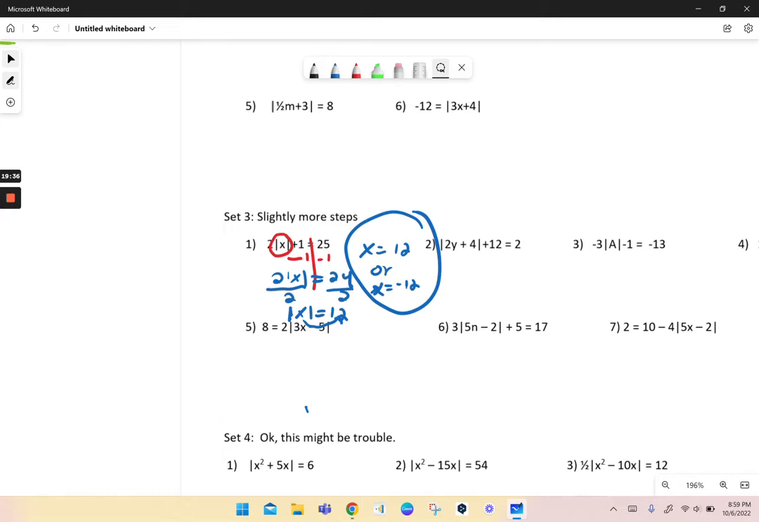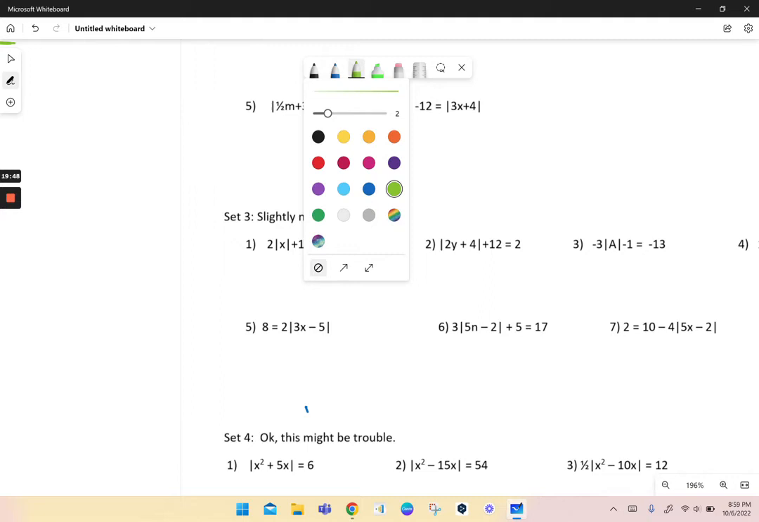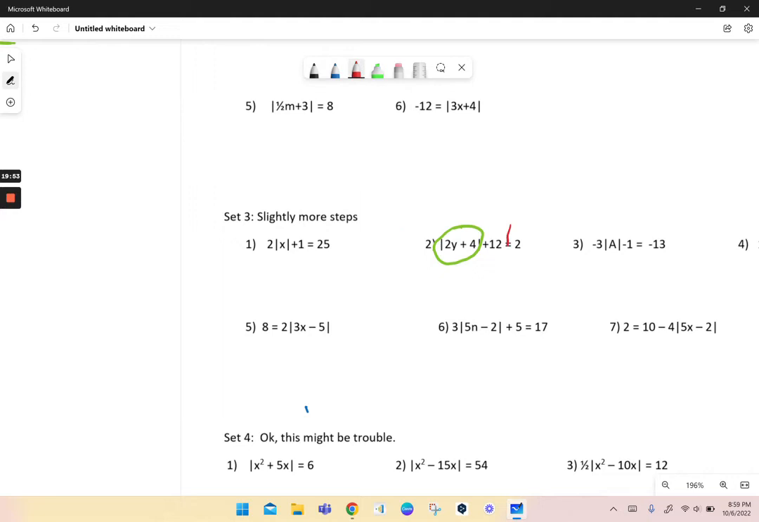Next one. Let's see if you can do this yourself. And if you had trouble, again, we do want to get the absolute value by itself. So we want to get this part alone. And so we're going to start by trying to get rid of everything else that's there. We're going to subtract 12. And we've got absolute value of 2y plus 4 could equal negative 10. And now we've got the absolute value by itself.